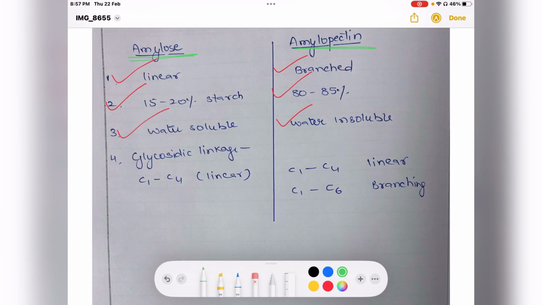Then the most important question asked about amylose and amylopectin is the glycosidic linkage. What is a glycosidic linkage? It is an oxide linkage between monosaccharide units. So in case of amylose, there is a C1-C4 linkage, which results in a long linear chain of glucose. Whereas in case of amylopectin, along with this linear linkage, there is branching between the two chains. That one is a C1-C6 linkage.